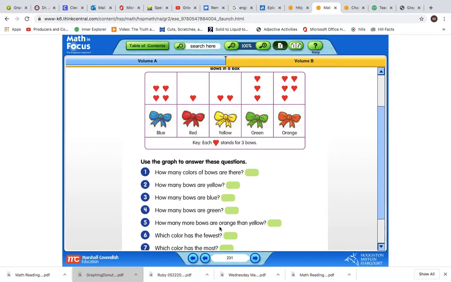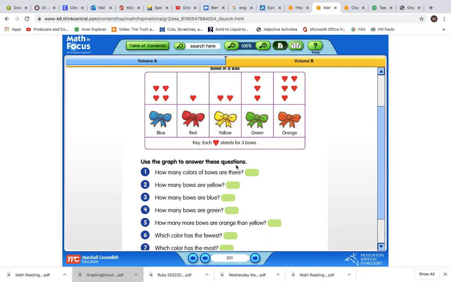How many more bows are orange than yellow? You're comparing orange and yellow. So when we compare, we subtract most of the time. We've got 15 orange, 6 yellow. So everybody subtract 15 minus 6. And write it down, show your work. You know I can't see you, but I'm trusting you. So 15 minus 6 equals 9. There are 9 more orange than yellow bows.